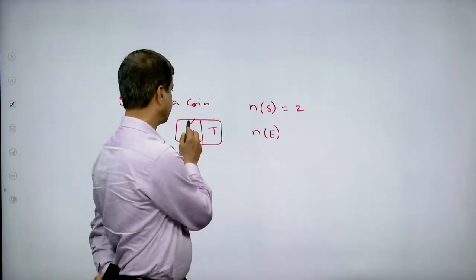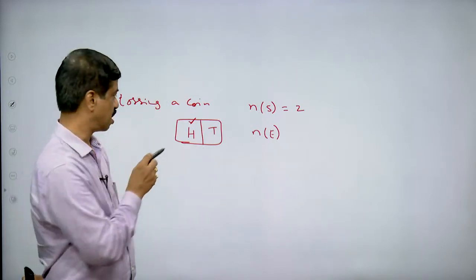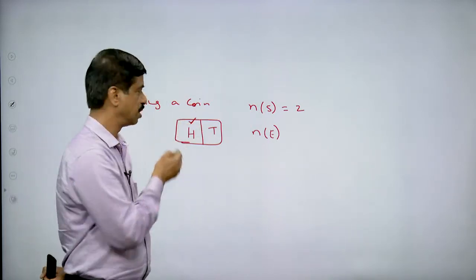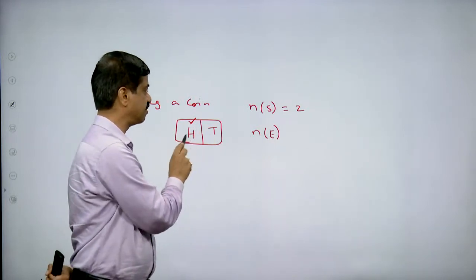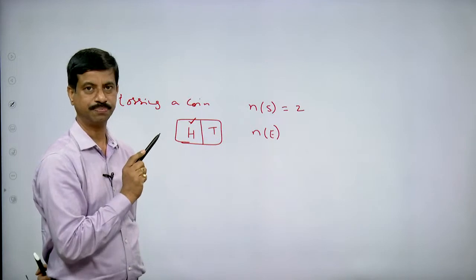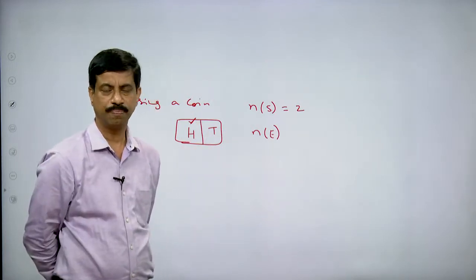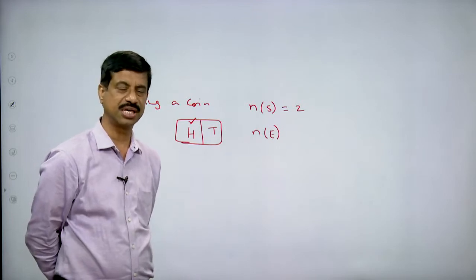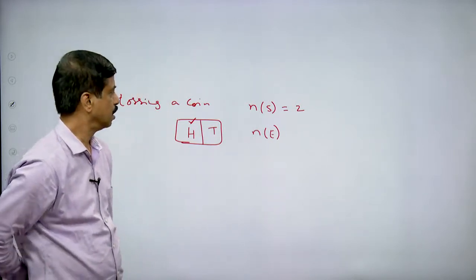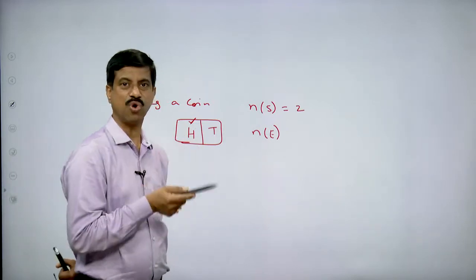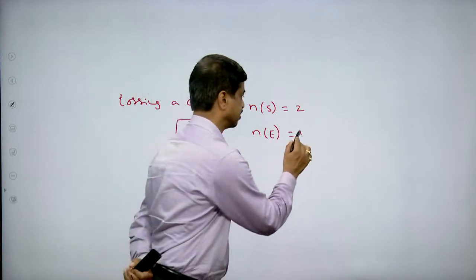When we throw a coin once, we will get only one head. Correct or not? We have tossed a coin, you may get head or you may get tail. So two events happen, so n of s is 2. Can there be a third event in this case? No. Therefore, the number of events that can happen is only 2 in this experiment. Now, if I say head is the wanted event, n of e is 1, the favorable event.